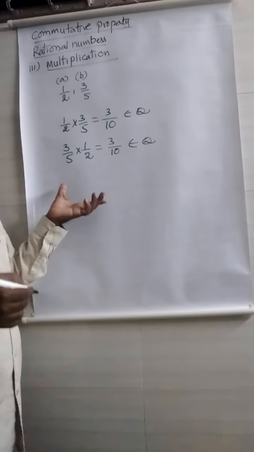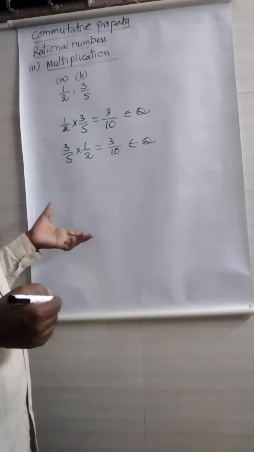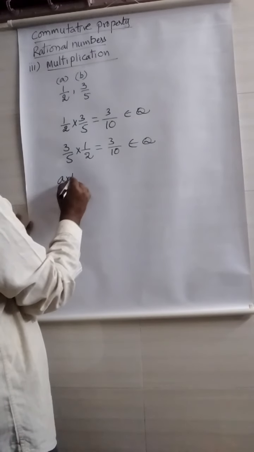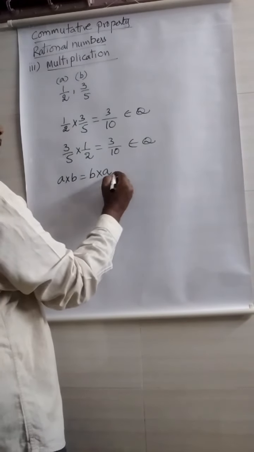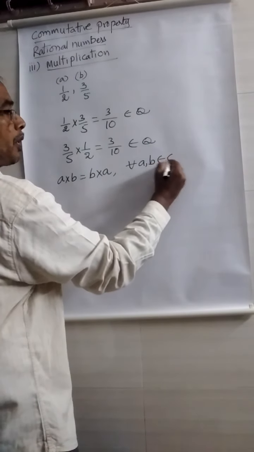That means under multiplication, the rational numbers are commutative. So here A into B is equal to B into A, for all A, B belongs to Q.